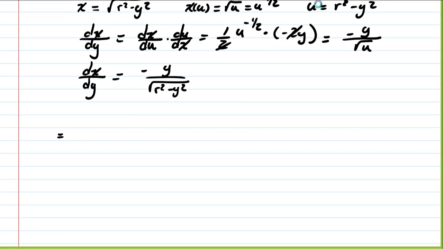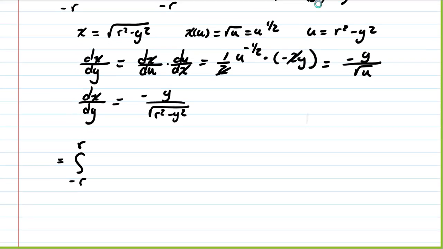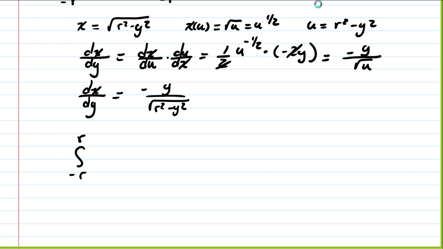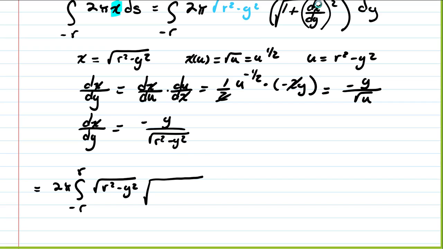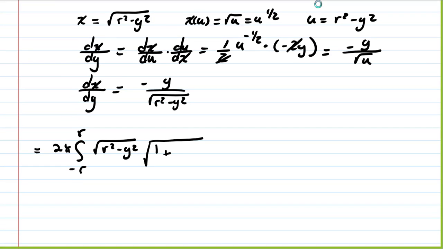So the integral from negative r to r of 2 pi, so I'm going to pull the 2 pi out of our integral, square root of r squared minus y squared times the square root of 1 plus this thing squared. So negative y times negative y is positive y squared over the square root of r squared minus y squared, squared, is going to be r squared minus y squared dy.